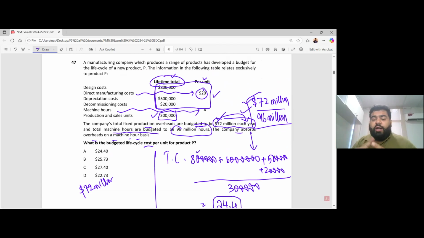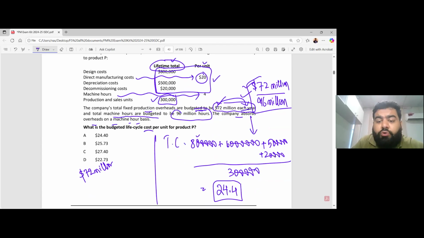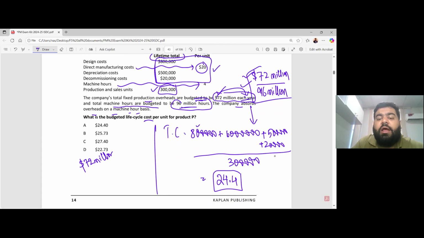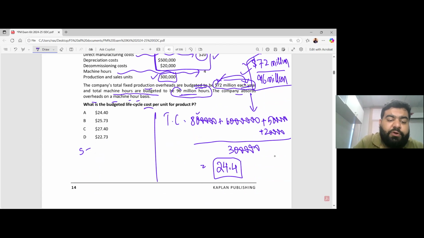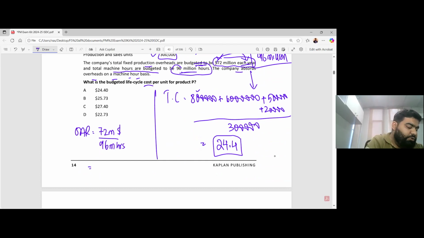Now, you can't calculate the total life cost. That's why I have not added it here. I'll do it separately and directly calculate per unit cost. How? They have given that 72 million each year, the cost was incurred according to 96 million hours. First, you will calculate OAR. From F2 and MA concepts, we know what OAR is. OAR is budgeted overheads, $72 million, divided by 96 million hours. 72 divided by 96 is 0.75 per hour.